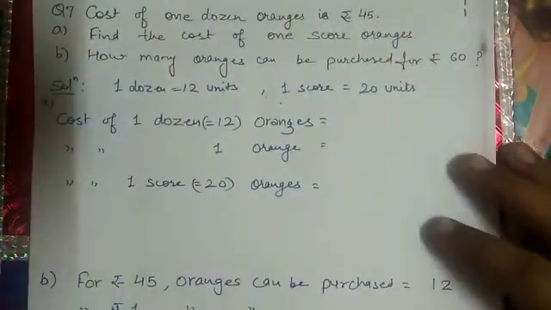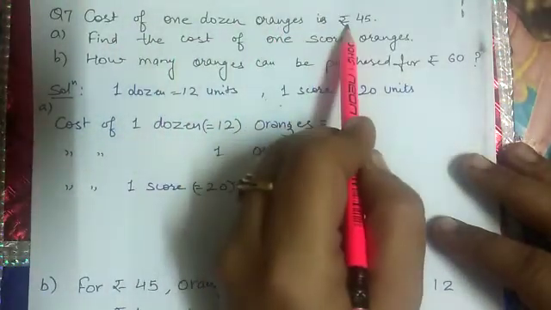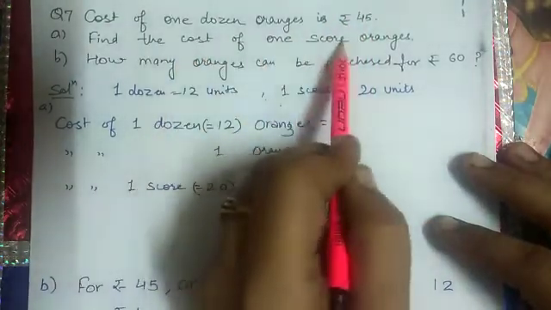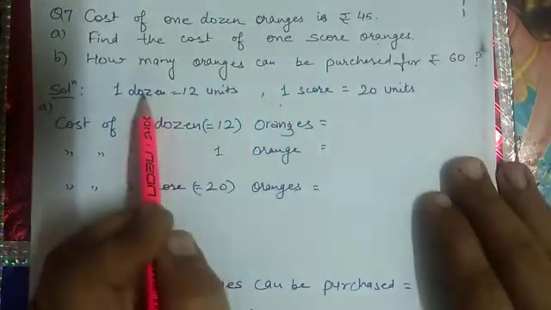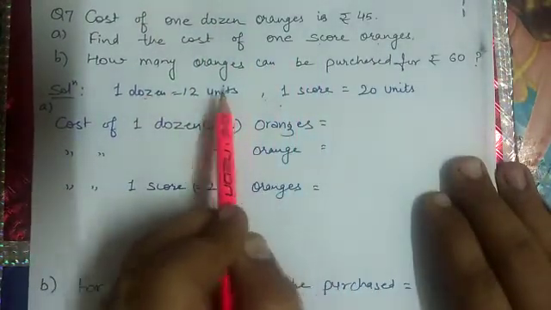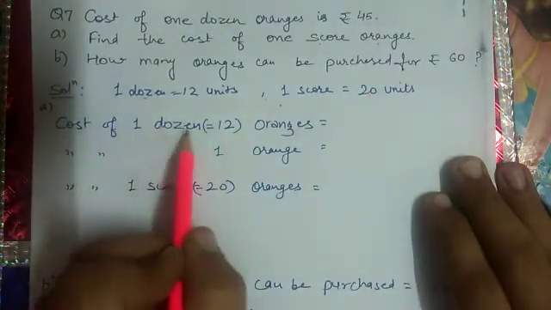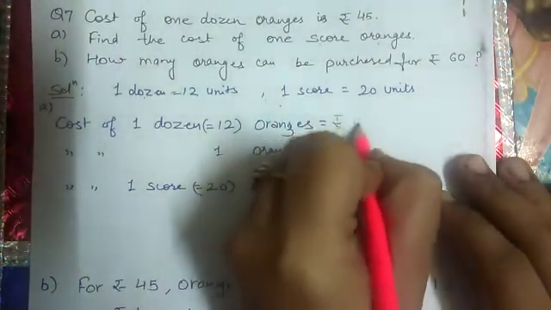Now question number 7. Cost of 1 dozen oranges is rupees 45, we are to find the cost of 1 score oranges. We have already discussed these units: 1 dozen is equal to 12 and 1 score is equal to 20. So, cost of 1 dozen, that is 12 oranges, is equal to rupees 45.